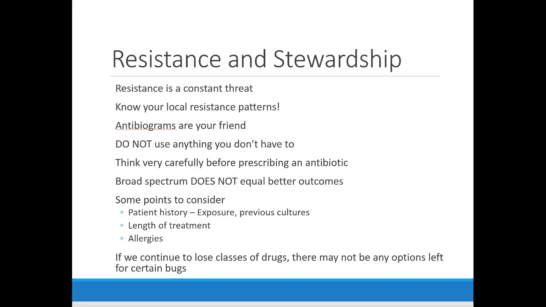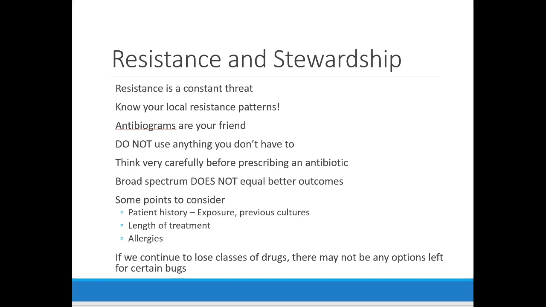Previous culture data. If somebody has frequent UTIs and you're culturing them regularly, using that data to your advantage, looking for trends, you can look at their most recent data and say, well, last time this drug worked great, and it was susceptible, so likely this is a good choice too. Or, whoa, last time nitrofurantoin was resistant, so I should probably pick something else. So you can think about it that way.